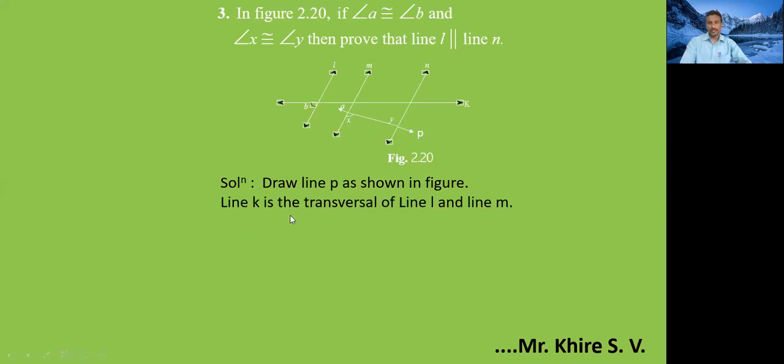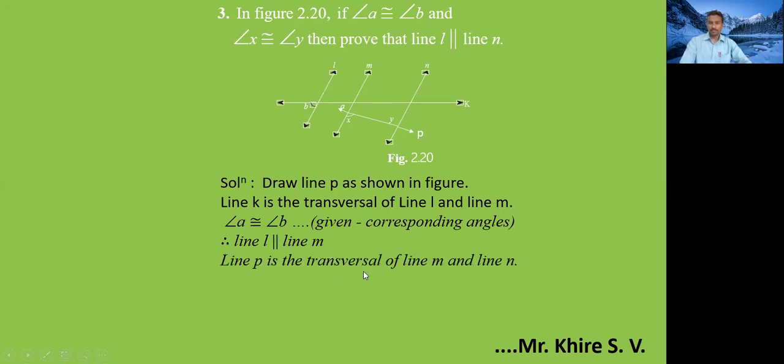Line K is the transversal of line L and line M. Now A and B are congruent because they are corresponding angles. Angle A is congruent to angle B. These two are corresponding angles and corresponding angles are congruent. This is given. Therefore, line L is parallel to line M. If corresponding angles are congruent, then given lines are parallel.